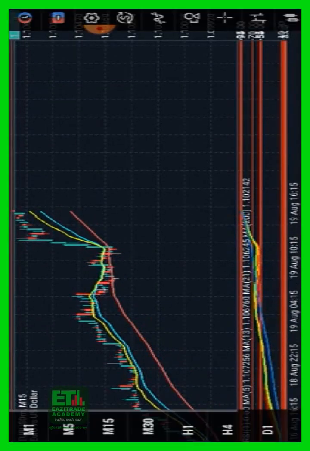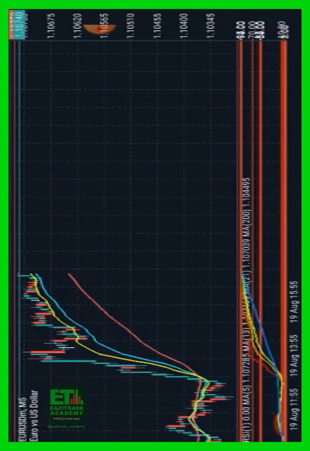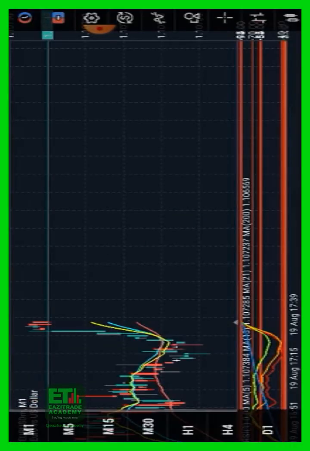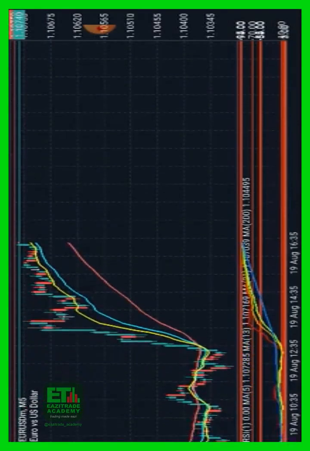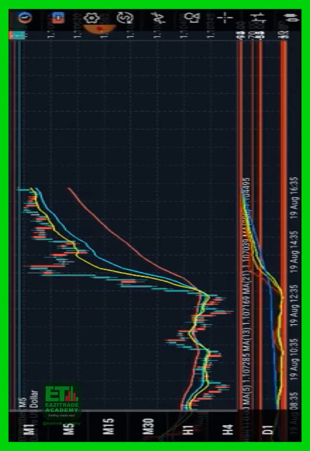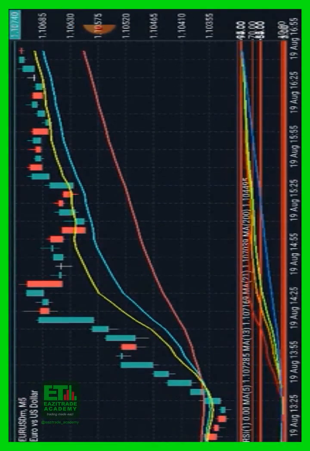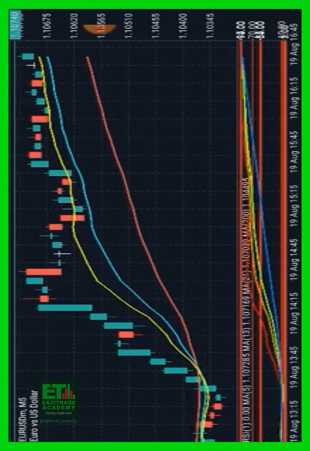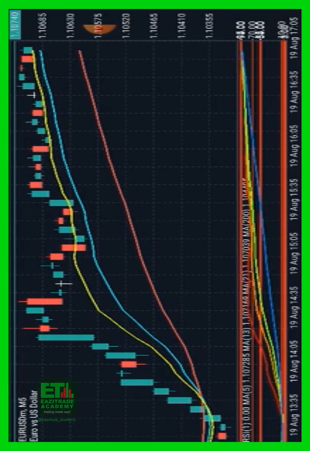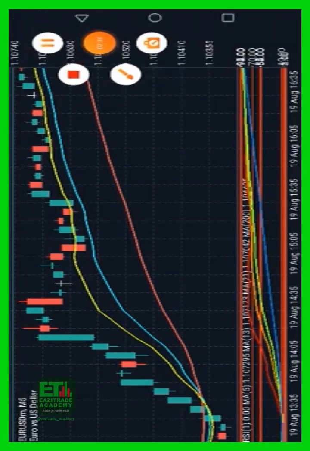15 minutes, 5 minutes and 1 minute. So I'll be using 5 minutes. We'll be looking at previous charts to see a morning star. All right, so let's see where a morning star occurred. This is a morning star.